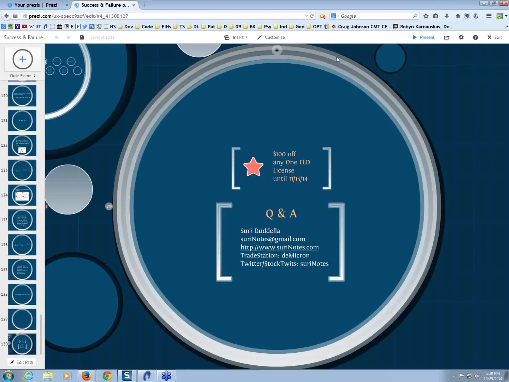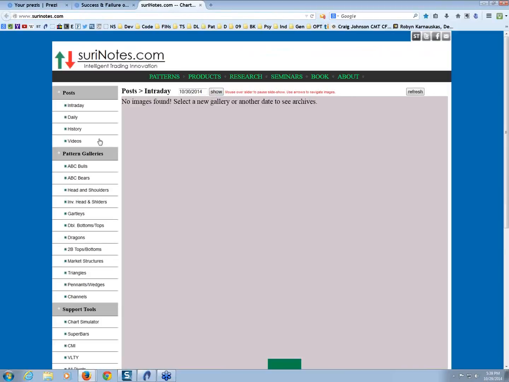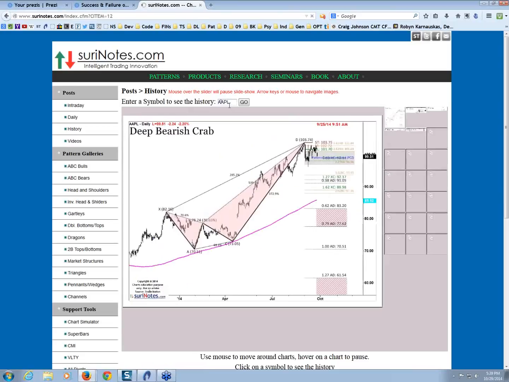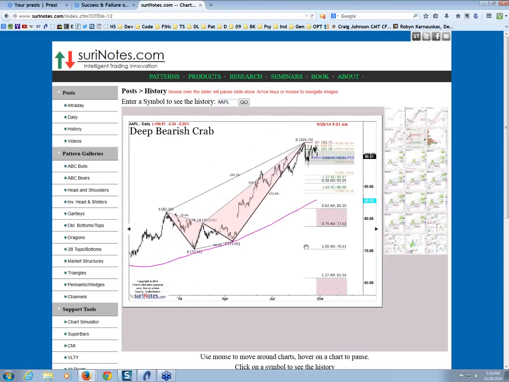Let me actually show you quickly one of them, if I can. See, here is the one. This is the one which I've been looking at for a long time. This is the deep bearish crab, and it has been a deep bearish crab since July of 2014. Now it's almost November, and the price went to 103. Since then, I've been thinking that it's going to fall to this $90 or even lower, right?